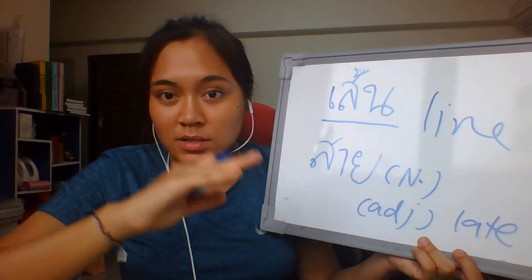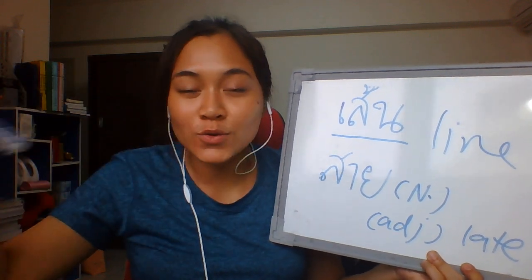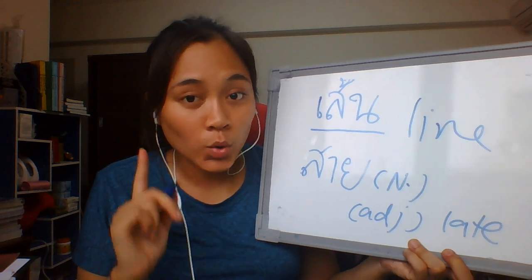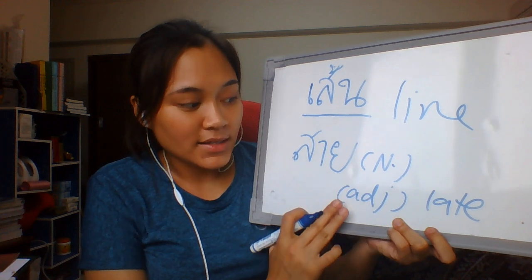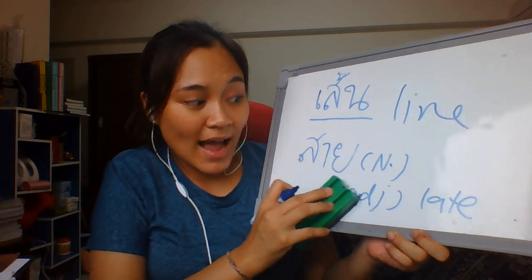ไปสาย means to go late. ไปโรงเรียนสายทุกวัน, I go to school late every day. พรุ่งนี้อย่ามาสายนะ, don't come late tomorrow. Okay, that is สาย. สาย is an adjective, but we're not talking about สาย as an adjective now. We're talking about it as a noun.